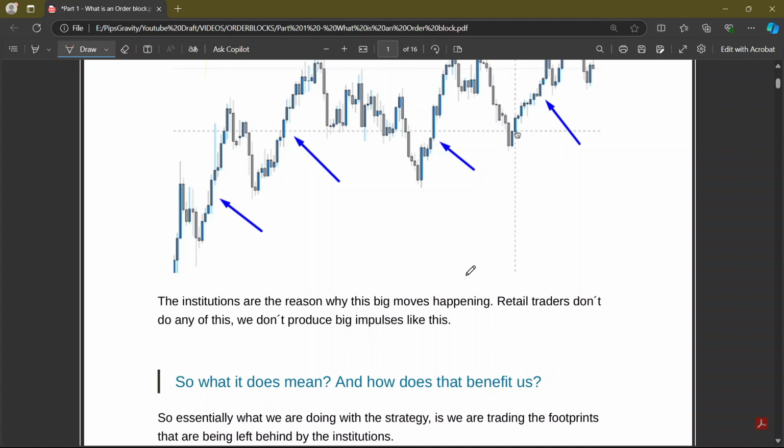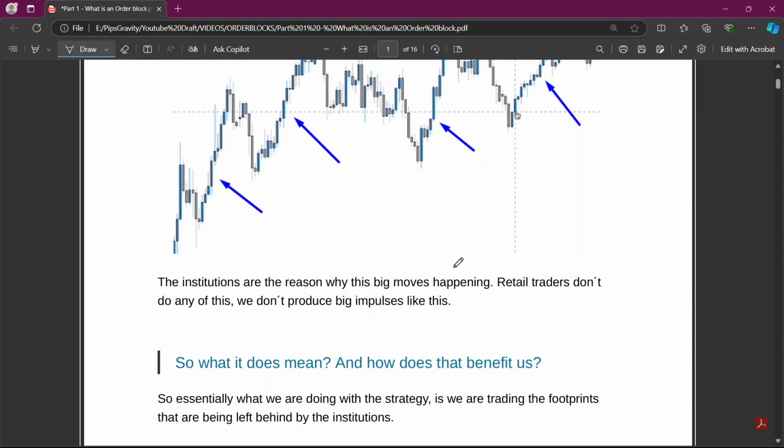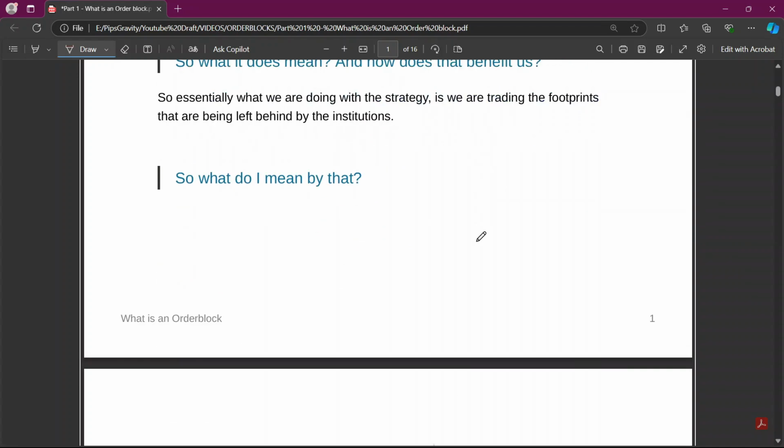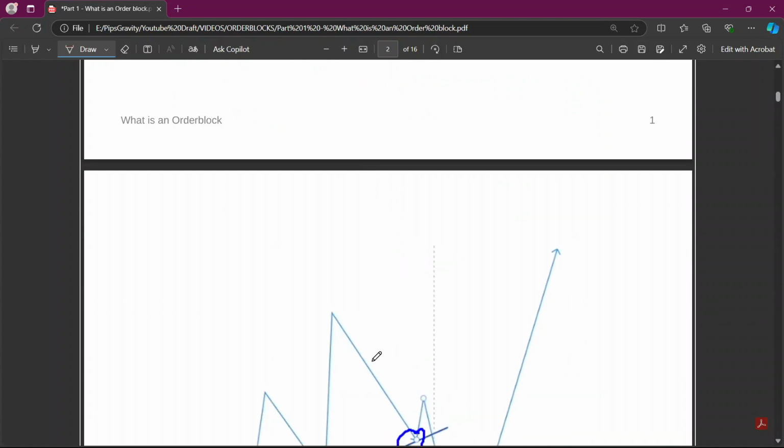So if we want to anticipate, to predict the next move, we have to be patient to see the traders, the sellers, the buyers, all the liquidity being taken out before we take our move. So we really know what is the direction of the market. Okay, so essentially what we're trying to do with the strategy is we are trading the footprints that are being left behind by institutions. So what does that mean?